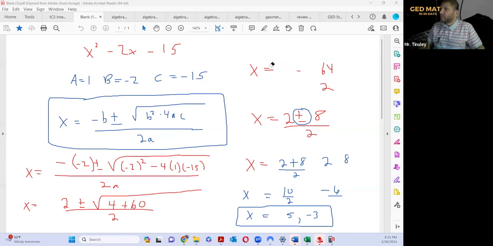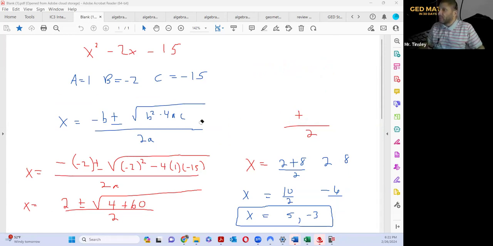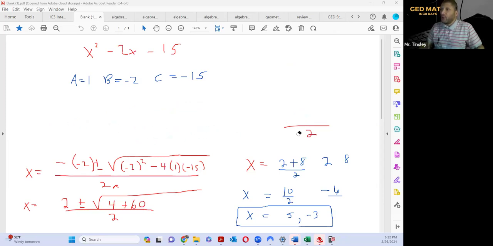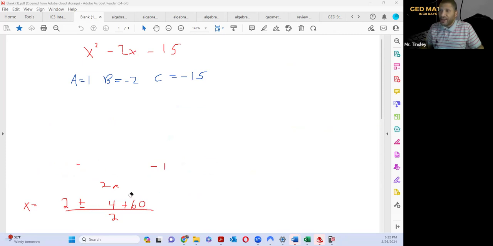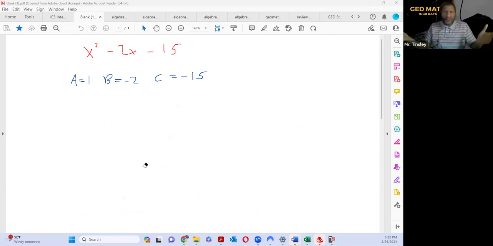I'm going to erase this. And again, we're still identifying A, B, and C. But if you know your multiplication table, what numbers can you multiply together to get 15, and get 2 if you combine them? Well, that's easy. Some variants of 5 and 3, because 5 times 3 is 15. 5 minus 3 is 2.